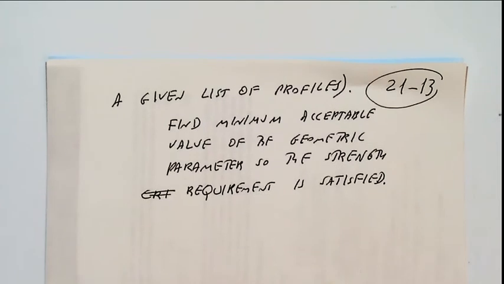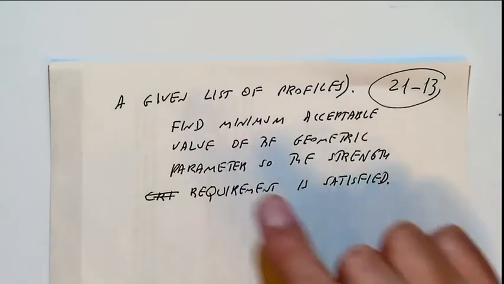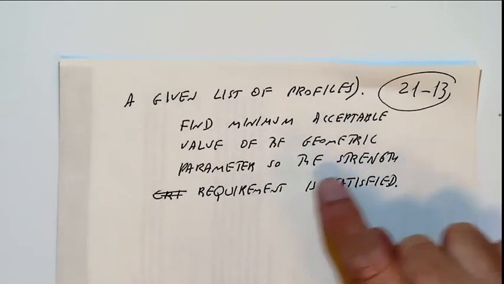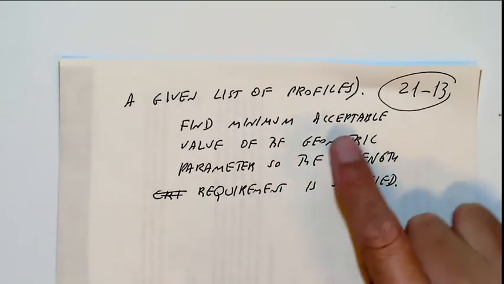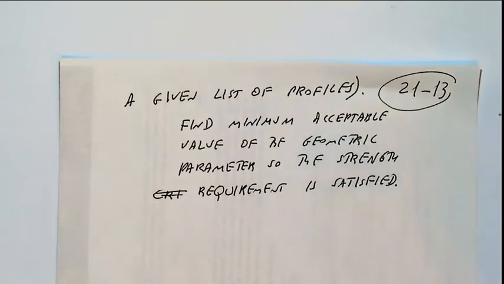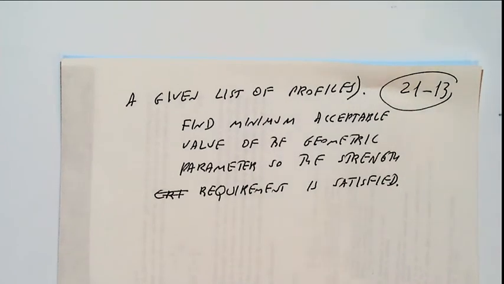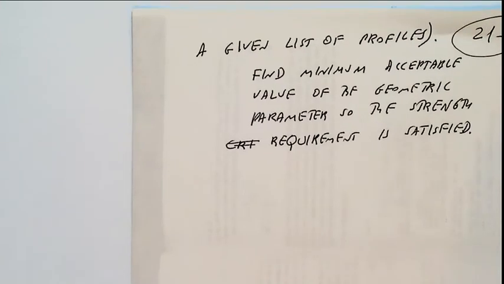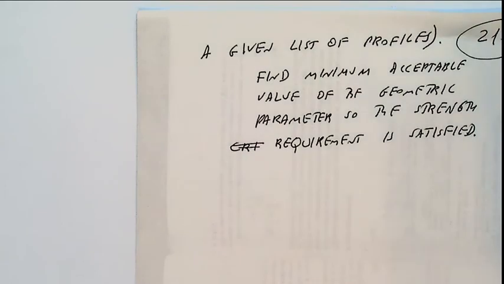Find the minimum acceptable value of the geometric parameter so that the strength requirement is satisfied. Minimum, because if you increase the cross-sectional area infinitely, naturally the strength criterion will be satisfied. We do not want to overspend. I want to find the minimum value, so at least I know how much I should spend without any hesitance.